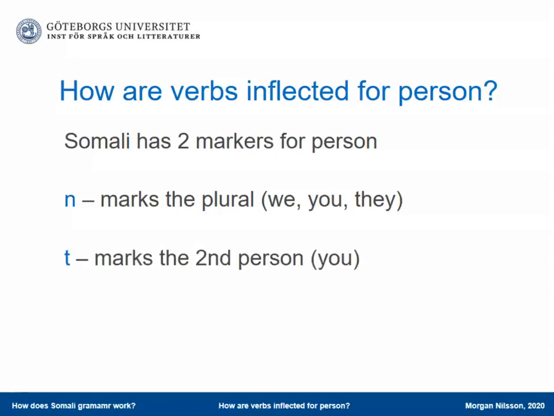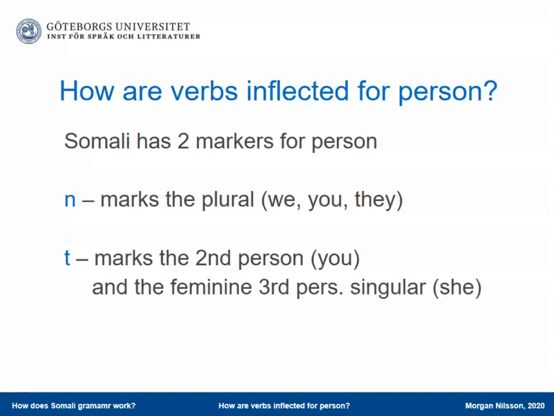And the suffix t marks the second person, you, both in the singular and in the plural. And the t has also a second function. It expresses the feminine third person singular, she. So the t has kind of 2 different functions, the second person and she, the feminine form of the third person singular.